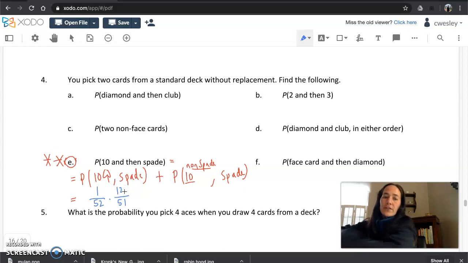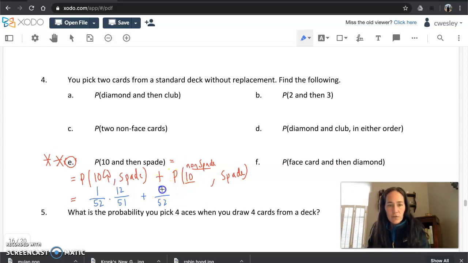Now let's try the next part. The probability of picking a 10 that's not spades. Those would include the 10 of hearts, the 10 of diamonds, and the 10 of clubs. I'm going to say that's three possibilities, so three out of 52 for a non-spade 10. After that, for picking a spade, you've got all 13 spades left over because you didn't pick a spade on the first trial. Reduce, use your calculator, whatever you need to do to get this down to, if you're checking it, about 1 over 52.